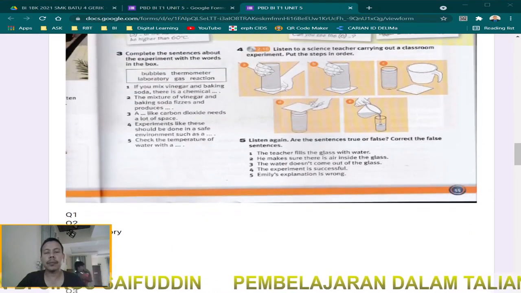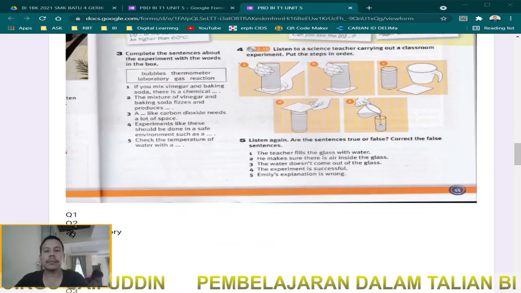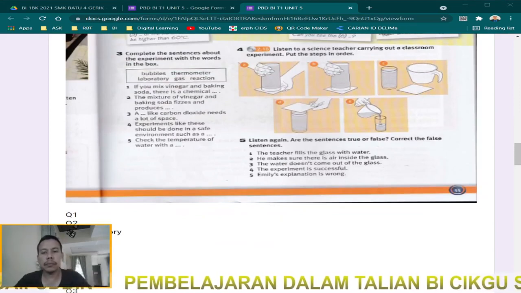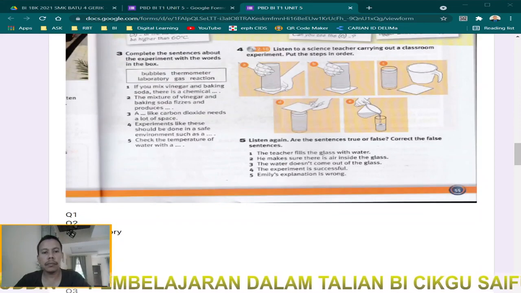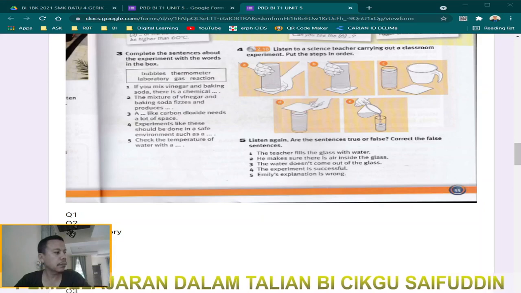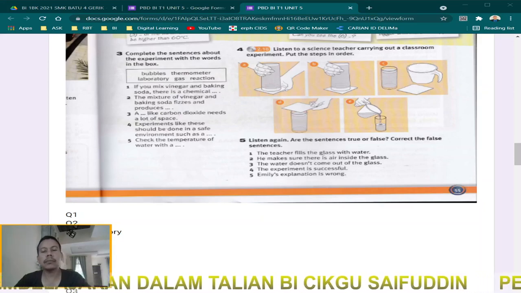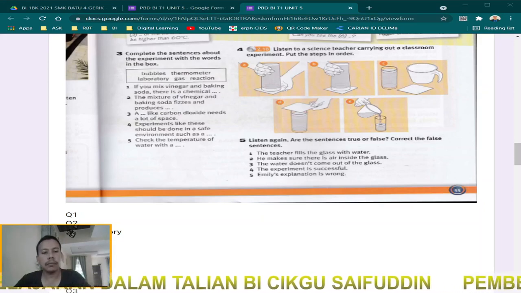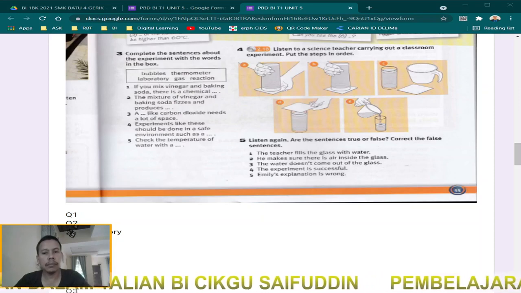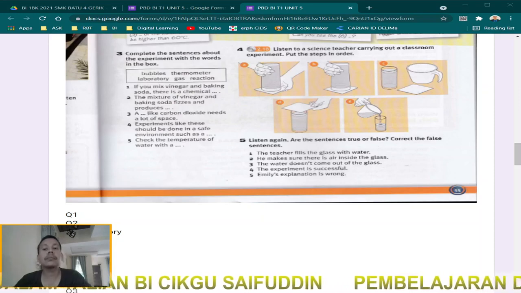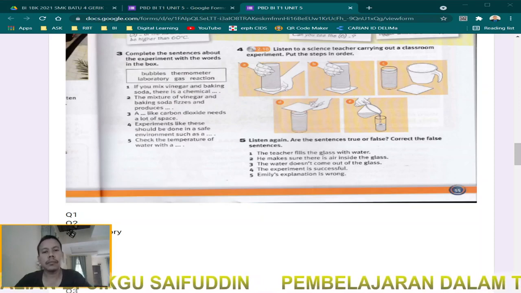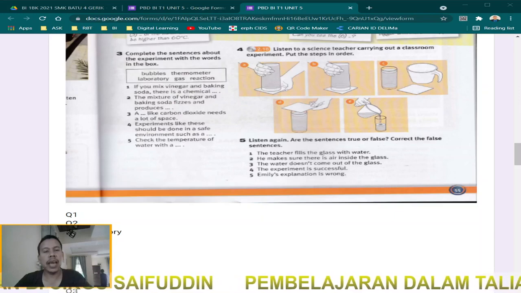Clue. It's to do with air pressure. Yes, Emily. Well, because there was no air inside the glass, the air pressure from outside the glass was greater than the pressure of water inside the glass. That's why the water stayed where it was. Exactly. Well done, Emily.